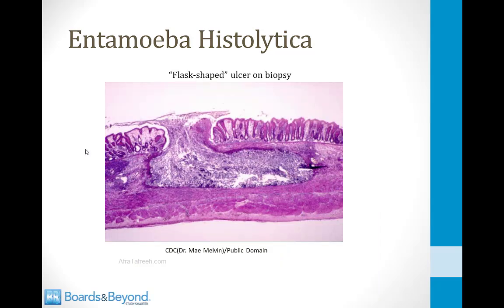There's a classic histopathological finding in patients with amoebic dysentery, and it's called a flask-shaped ulcer. This is an example of it right here. You can see that the infection has broken through the mucosa here, and then it's expanding deep within the tissue, and it forms this shape that looks somewhat like a flask.